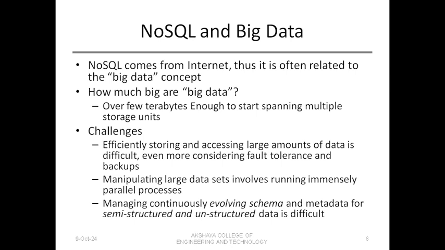And when it comes to taking a backup, we already have a large volume of data. To replicate it or to have a backup of the large volume of data, we need that much hardware or storage capacity. Manipulating this also requires high computing capability, so we need to do it in parallel. Managing a continuously evolving schema and metadata is also difficult because the internet creates mostly semi-structured and unstructured data.